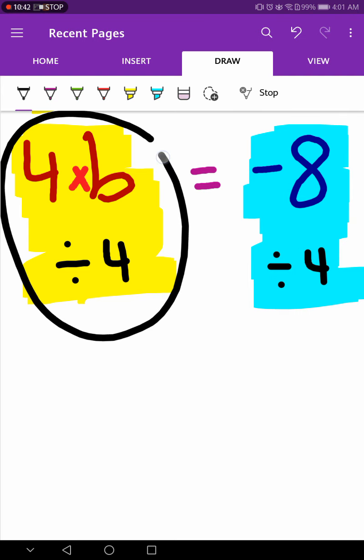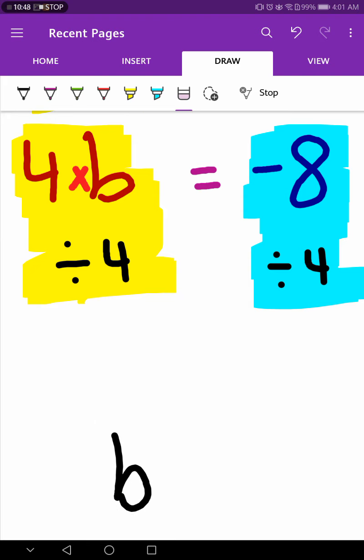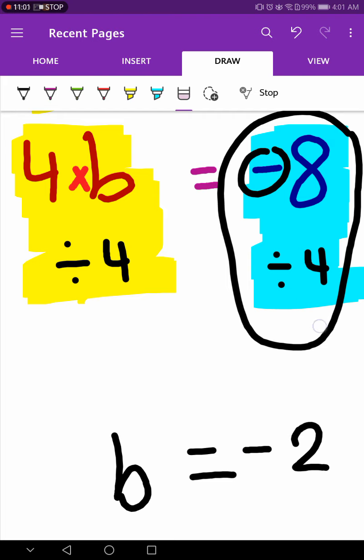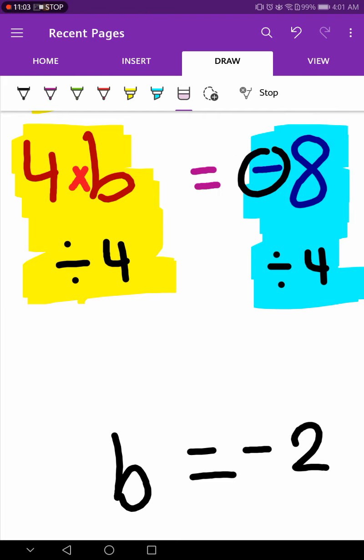From here I get b, and from here I get 8 divided by 4 equals 2, and the negative sign comes down, so -2. Okay, my dear students, so b equals -2 is the solution of this equation. Thank you.